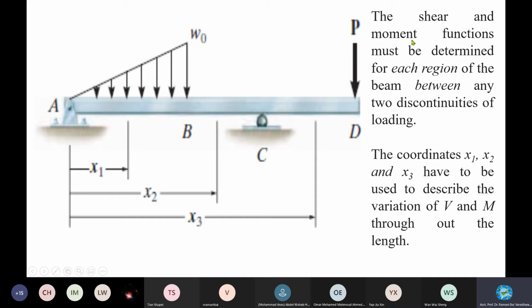Next type of loading and the reactions: the shear and moment functions must be determined for each region of the beam between any two discontinuous loadings. The coordinates x1, x2, and x3 have to be used to describe the variation of shear force and bending moment throughout the length. And the same point was repeated; how it is determined is written here.